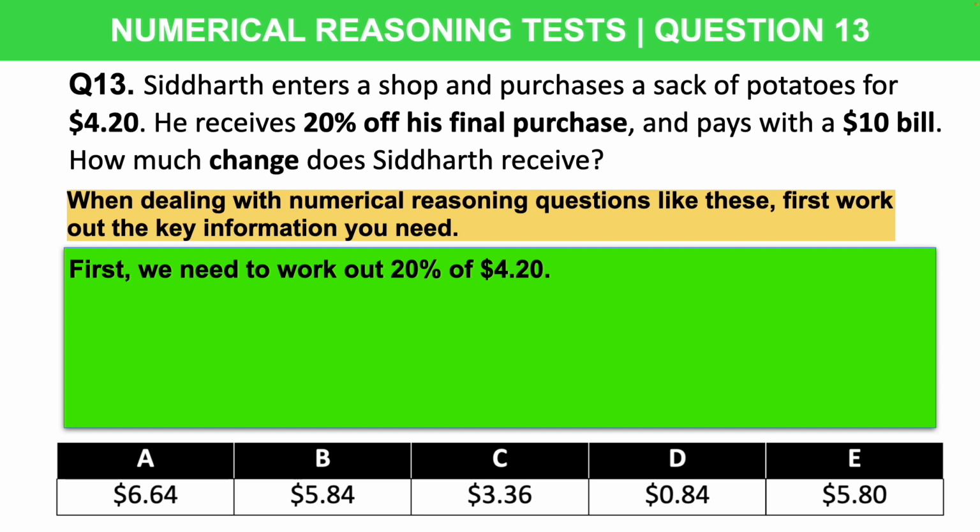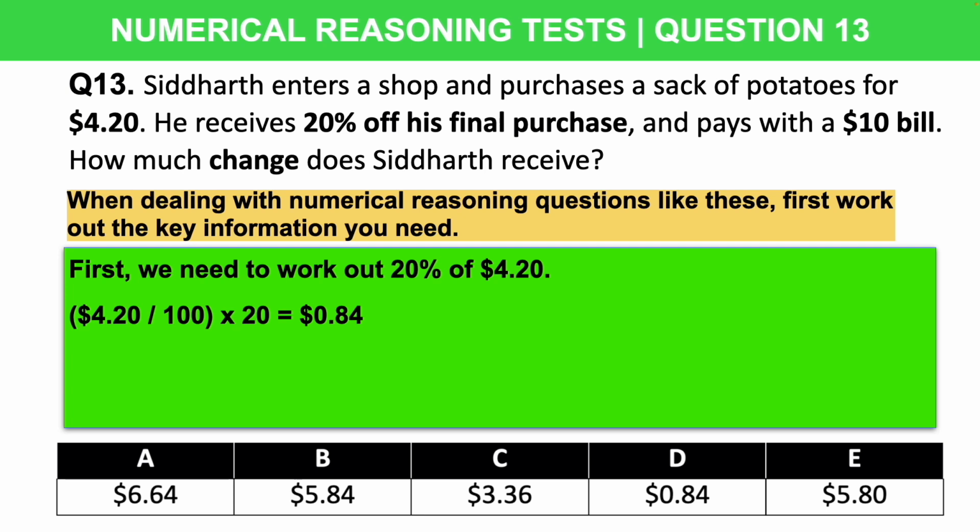So to work out percentages, it's a really simple formula. Firstly, all we have to do is divide $4.20 by 100. And then once we have that total, all we have to do is times it by the percentage we want to find out. So if we want to find out 20%, which in this case we do, we times that total by 20. And that gives us 84 cents. And 84 cents is 20% of $4.20.